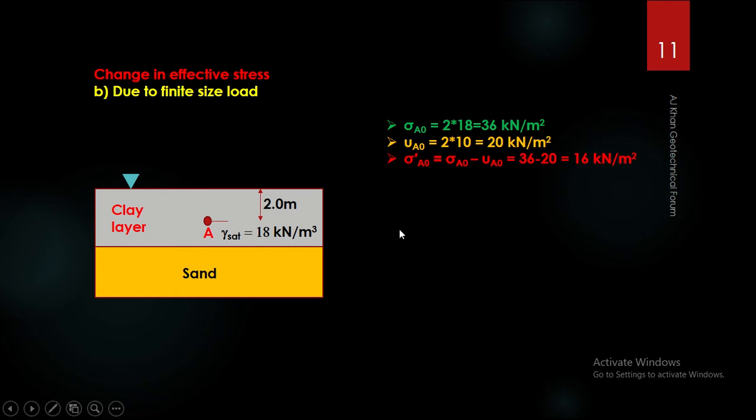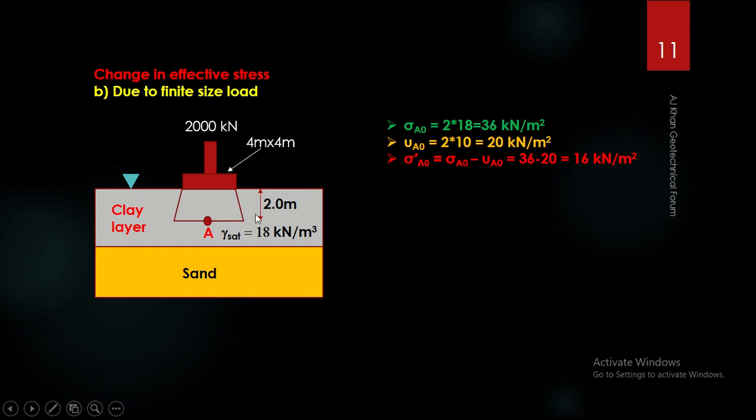Now, if we place a column footing of 4 meter by 4 meter dimension carrying a load equal to 2000 kilonewton, there will be change in total stress, and we'll see if there is any change. There will not be any change in the pore water stress, and there will be change in the effective stress. So how to calculate the total stress applied by this 2000 kilonewton column load through this 4 meter by 4 meter base?